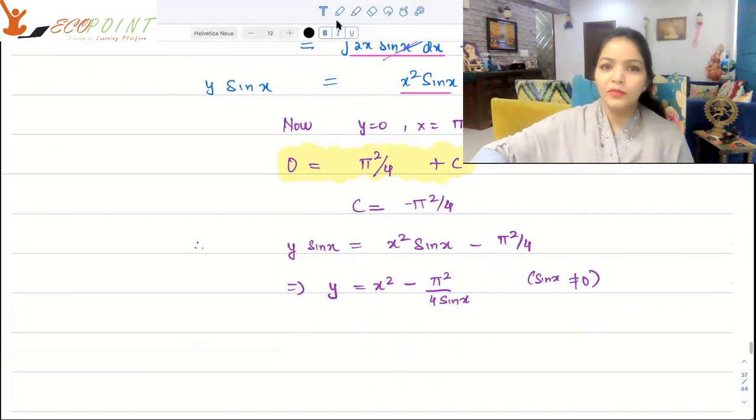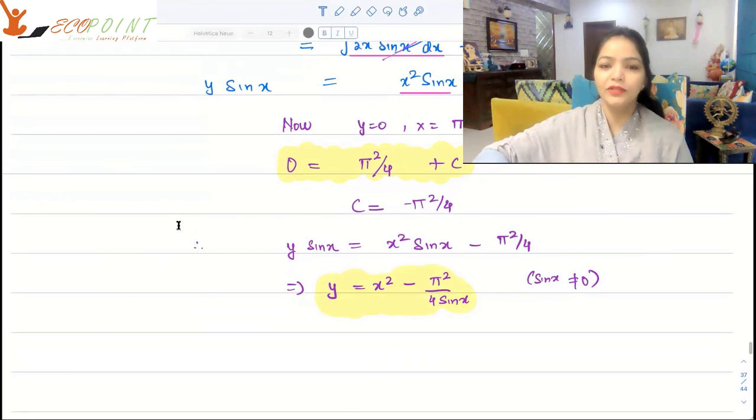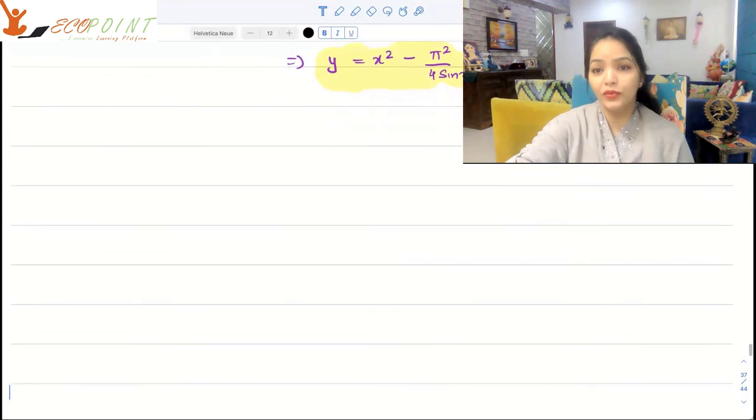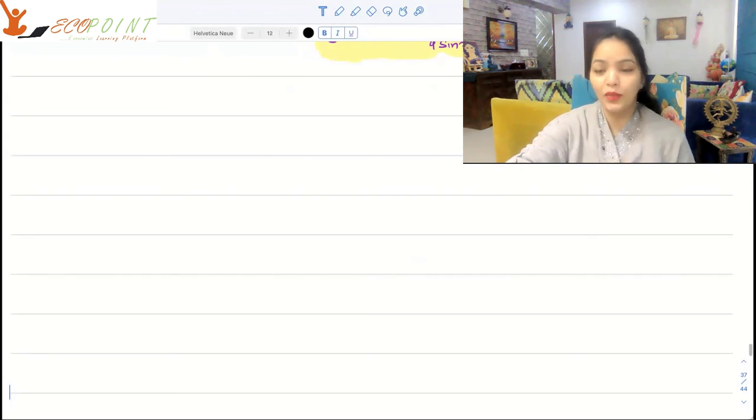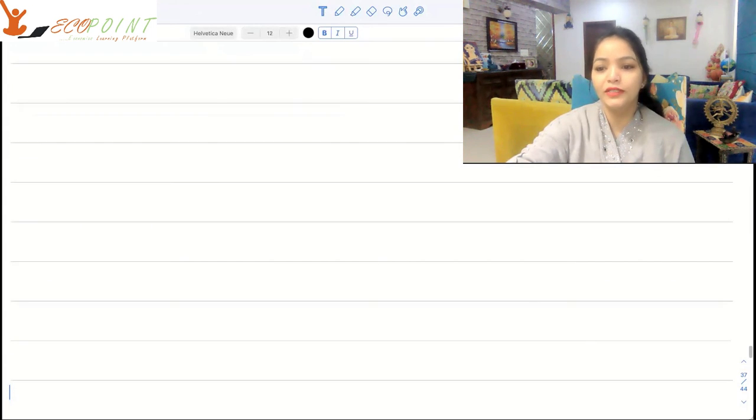You can get the particular solution just in terms of y. So y is equal to (x square minus pi square upon 4) upon sine x. So that will be the particular solution here. And since x does not equal 0, that is the reason it was given in the question that x does not equal 0, because sine x should not be equal to 0. It's in the denominator.